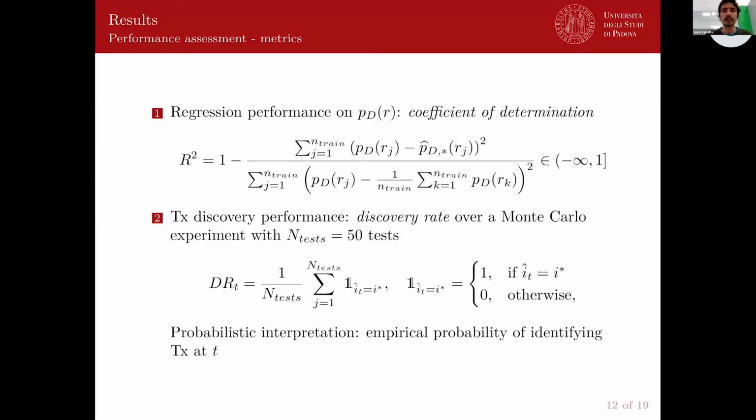Regarding the results that we obtained, we proposed two metrics. One, for the first part, the offline one, is the coefficient of determination, in order to account for the quality of the regression process. And the second metric is related to the discovery rate of a Monte Carlo experiment with 50 tests. This discovery rate is essentially, from a probabilistic perspective, the empirical probability of identifying the true target as the underlying transmitter. So it's an efficiency metric.